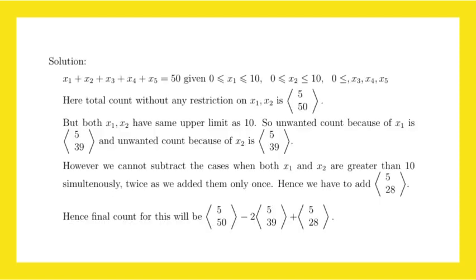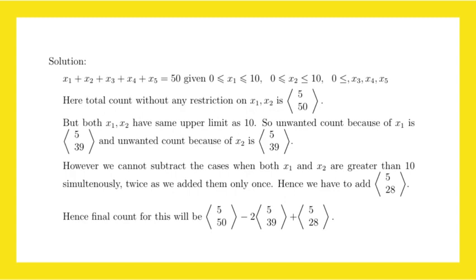The principle of solving is going to be the same. So x1 plus x2 plus x3 plus x4 plus x5 is equal to 50. x1 is between 0 to 10 and x2 is also between 0 to 10. x3, x4, x5 are greater than or equal to 0. So the total count without any restriction will be 5 elbow 50.